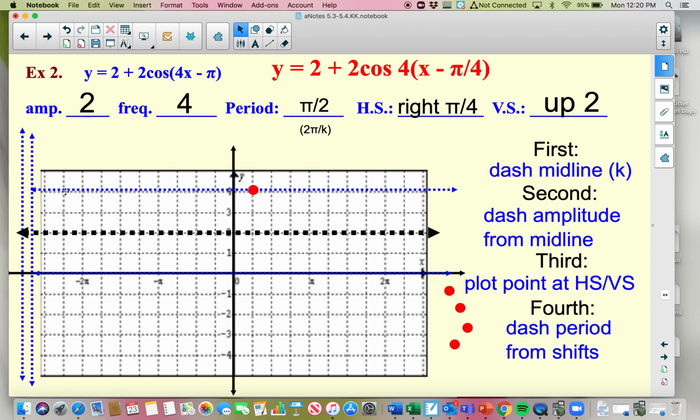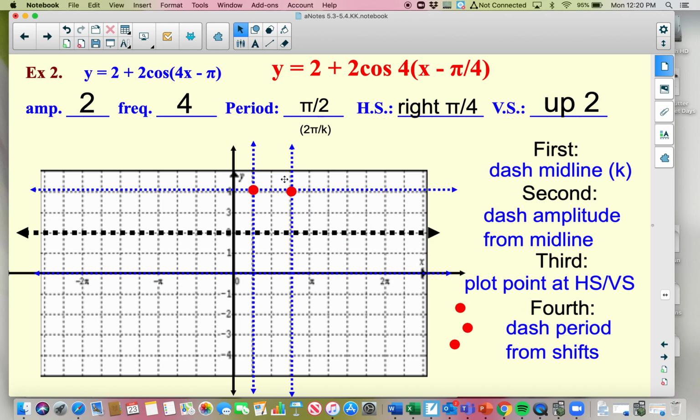Okay, and then I'm going to dash in my period length. So my cosine wave is going to start there, and my period is only pi over 2, so it's really tiny, right? So if this is pi over 4, then when I get to 3 pi over 4, that's a distance of pi over 2. So my cosine wave is just going to squish in right here. Okay, so cosine starts there, and it's going to end at the max. Halfway in between this cycle, it's going to hit the minimum, which is right here.